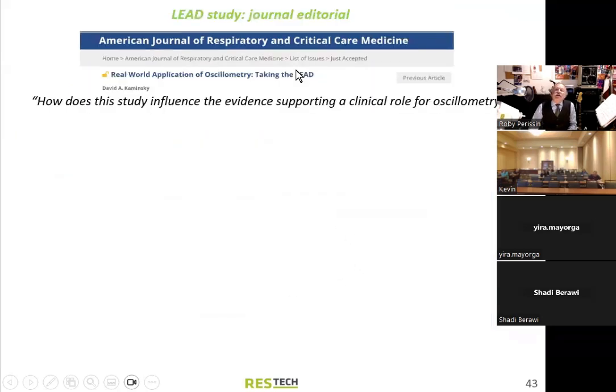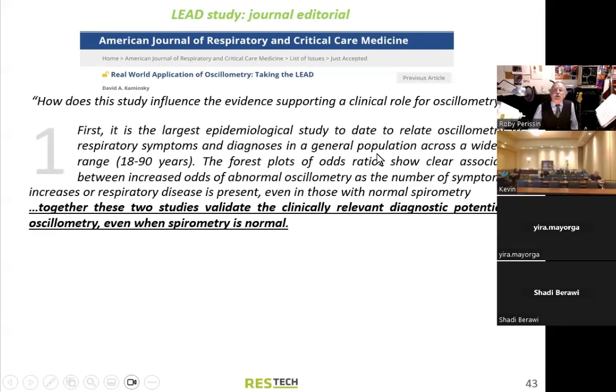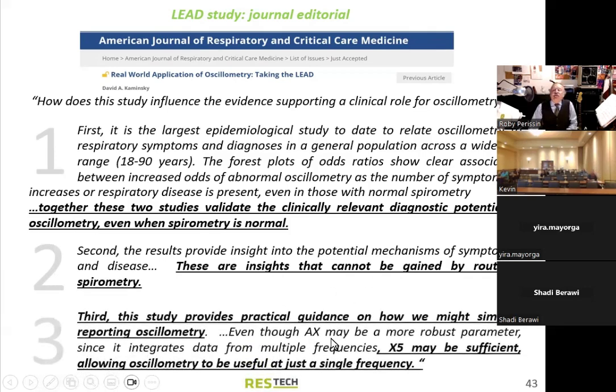And the same issue had an editorial that is very important, that actually underlines how the study influences the evidence supporting the clinical role, because it validated the clinically relevant diagnostic potential of oscillometry, even when spirometry is normal, and shows you insights of the lung that cannot be gained by routine spirometry. And the most important parameter is actually reactance at 5 Hertz.